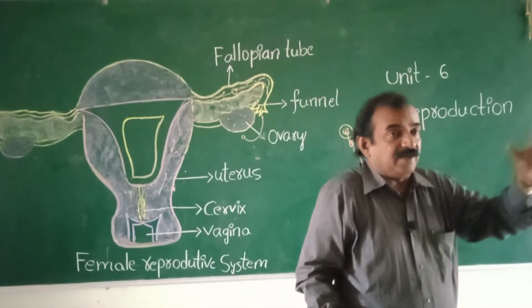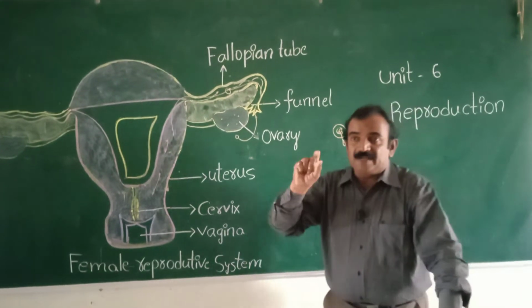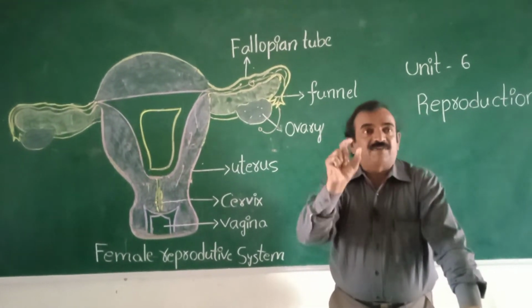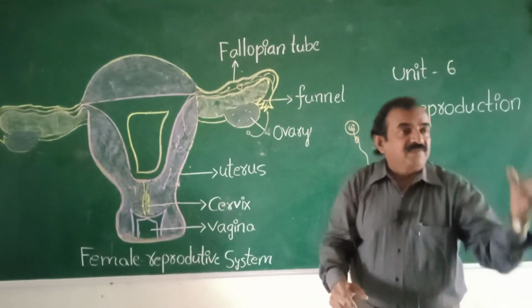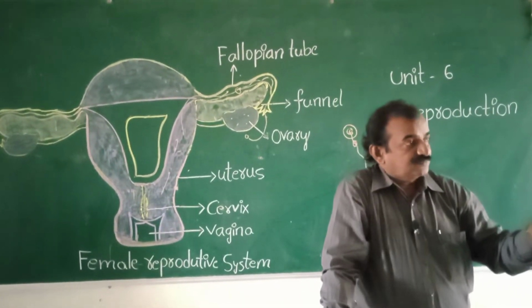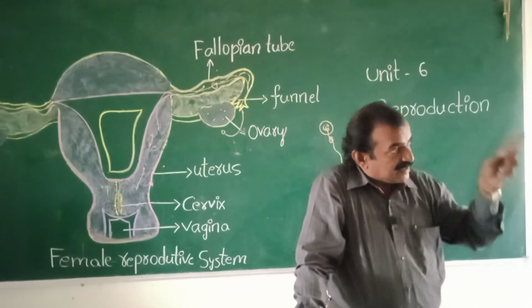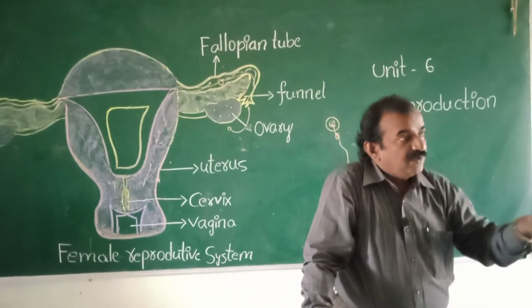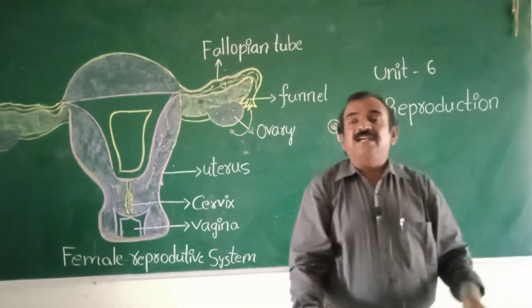In the endometrium, endometrium is a soft tissue and it is a cushion-like soft tissue. Into the endometrium this zygote sinks. So the zygote sinks into the endometrium of the female, and that is called implantation.